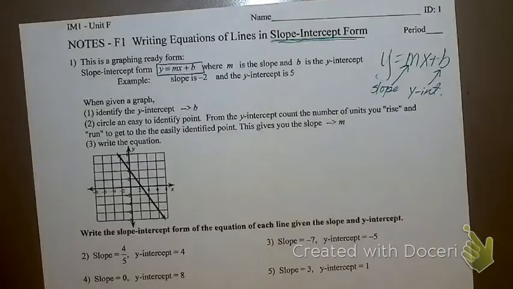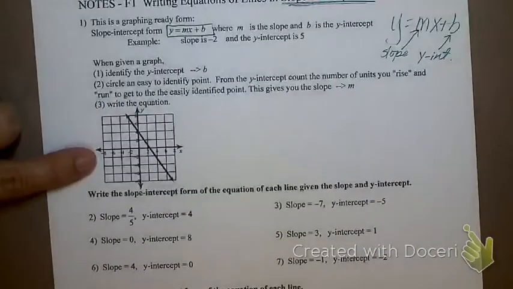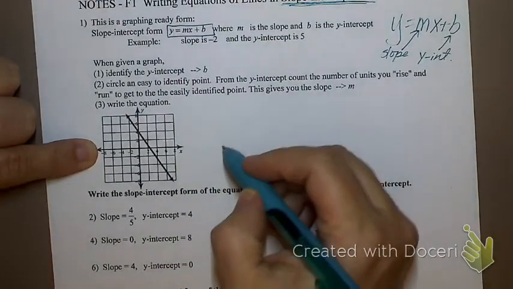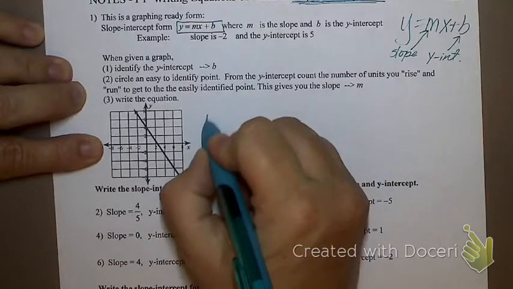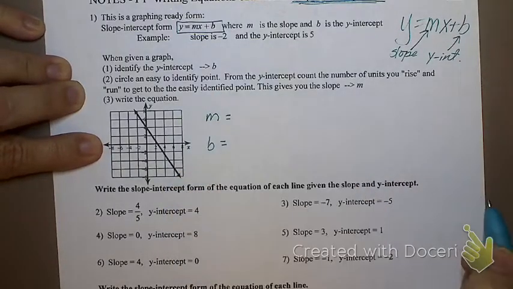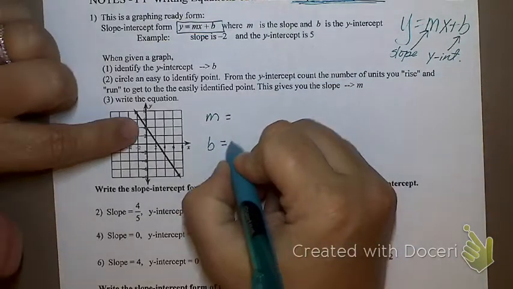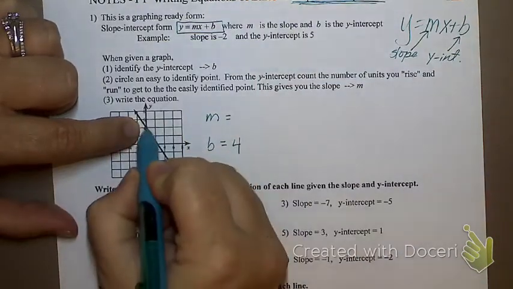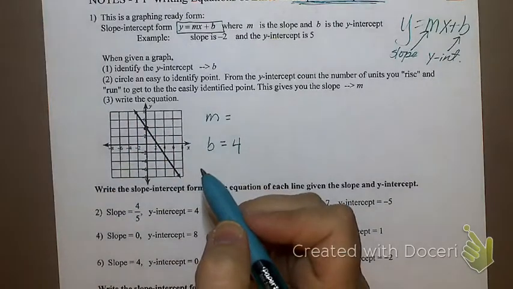All right. So, here is a graph. If I want to write the slope-intercept form of this, I need to identify what the slope is and the y-intercept. Now, the easiest thing to identify first is what? The y-intercept. What is the y-intercept here? Positive 4. And again, that's just looking for where it's crossing the y-axis.